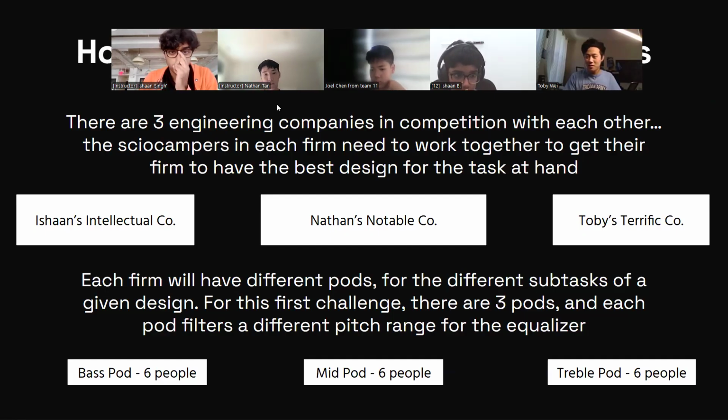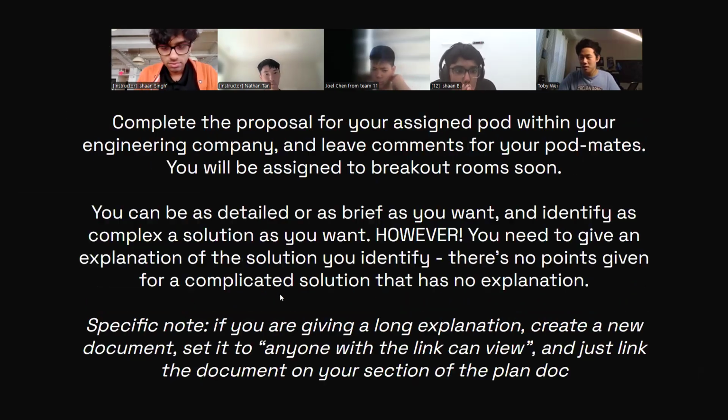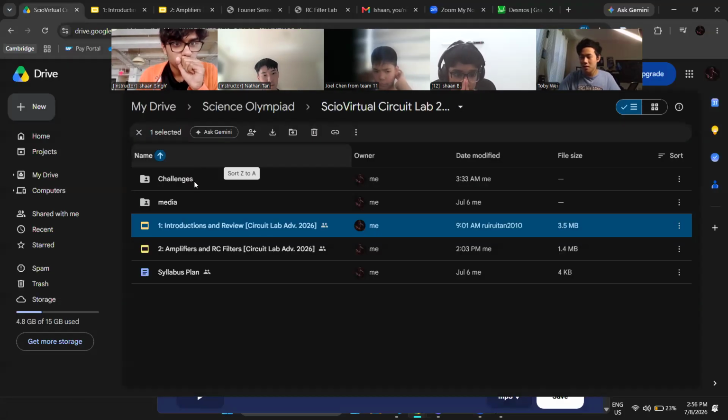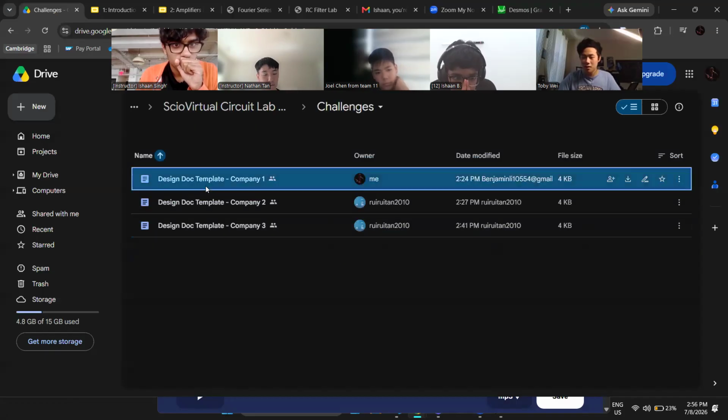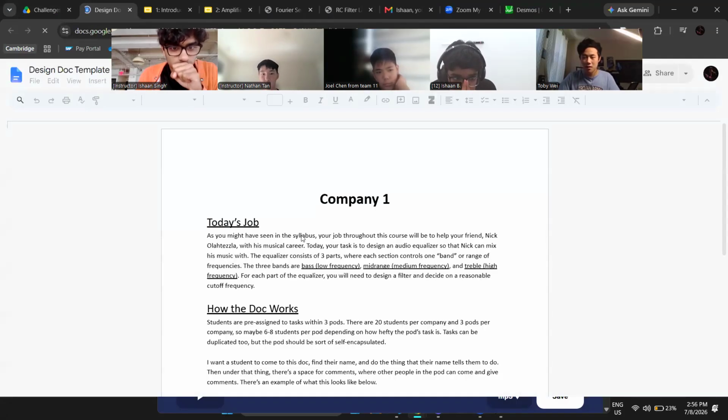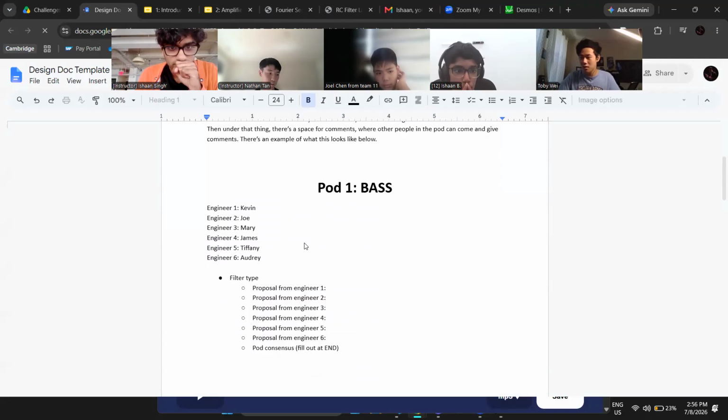Within each company, there are going to be different pods. Each pod will have a subtask. So for example, for this one, each company has to design an equalizer. So there will be 3 subtasks. One is for designing the bass filter, like for low keys, one's going to be designing the filter for mid frequencies, and one for high frequencies. So those are the 3 pods.